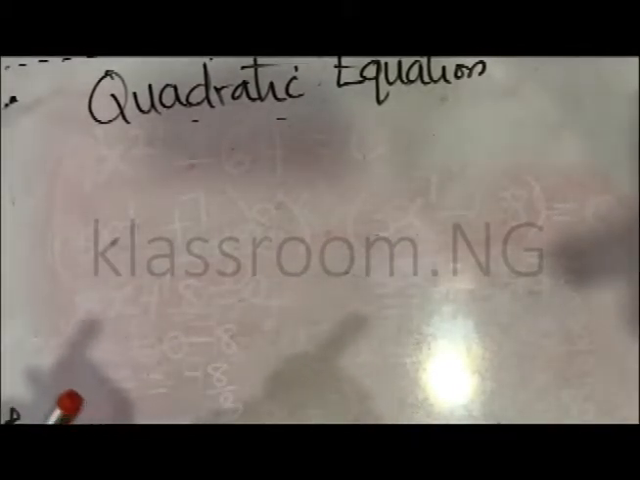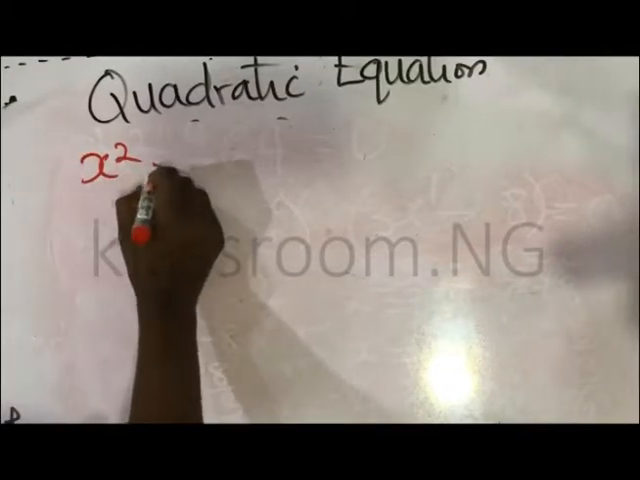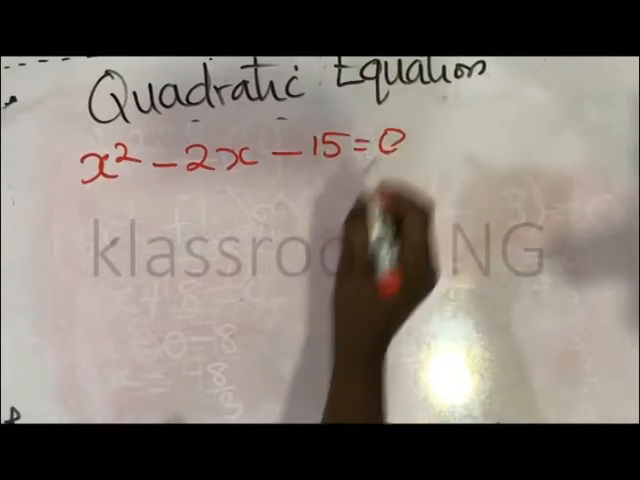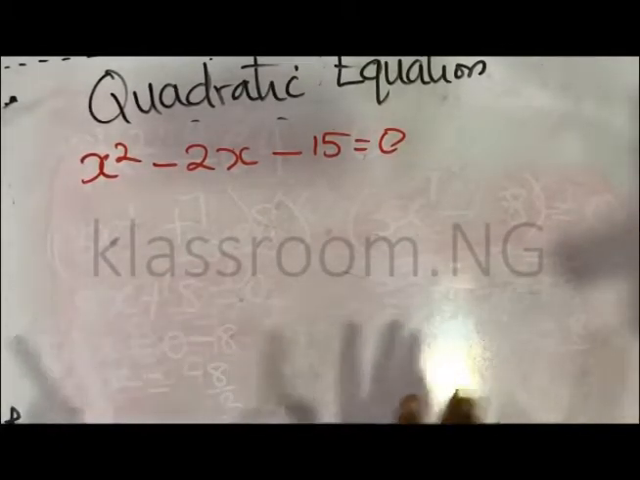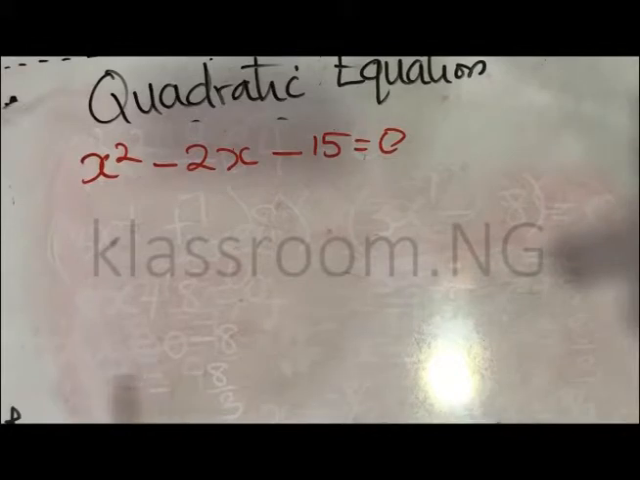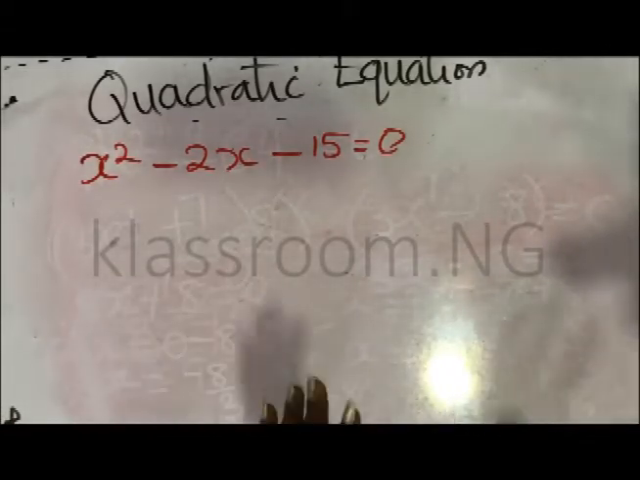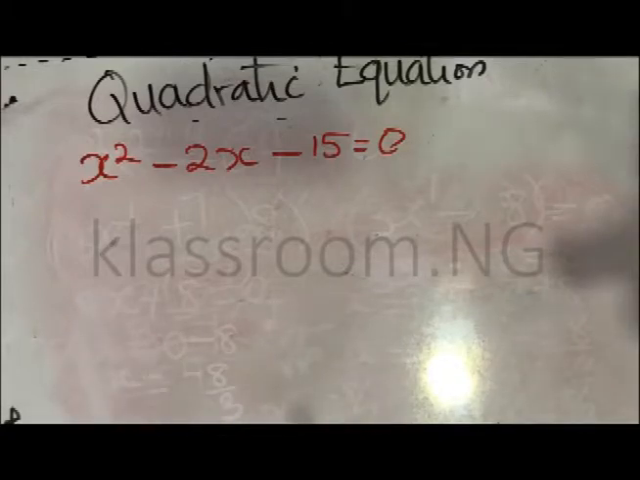So we're going to have x squared minus 2x minus 15 equals 0. I'm sure you're wondering that this one looks very technical, but it's very simple. So now let's look at the question. We have 2 and 15. 2 is not a perfect square. 15 is also not a perfect square. Why? Because we don't have one number that you can multiply by itself to give you 2. And you also don't have one number that you can multiply by itself to give you 15. So how do we solve this question?